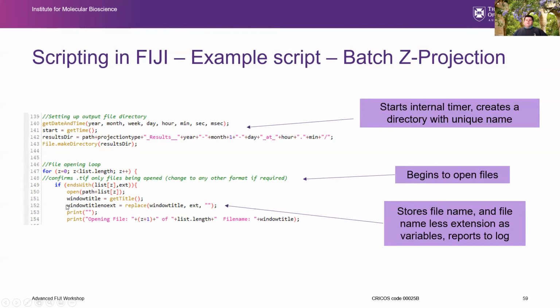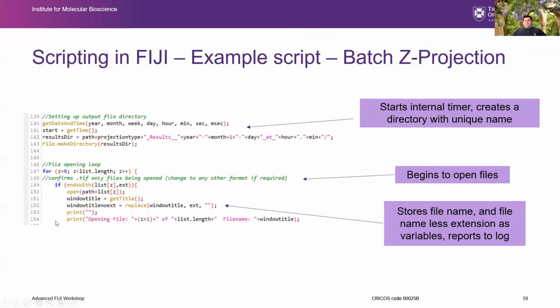Now, what I also do is I create a variable called window title no extension. So we scrape away the .tiff at the end or the .czi. And the reason we do this is if we don't have something like this, you can have files called my example image.tiff.jpg or .tiff.tiff. And that gets a bit silly and a bit messy. So we want just the file name with no extension.